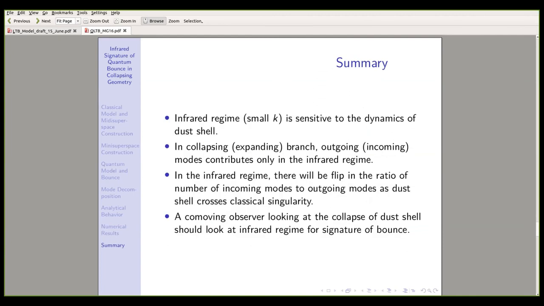Summarizing, the infrared regime is sensitive to the dynamics of the dust shell. In the collapsing branch, the outgoing modes contribute only in the infrared regime, and vice versa. In the infrared regime, there will be a flip in the ratio of the number of incoming modes to outgoing modes as the dust shell crosses the classical singularity. A co-moving observer looking at the collapse of the dust shell should look at the infrared regime for a signature of the bounce.